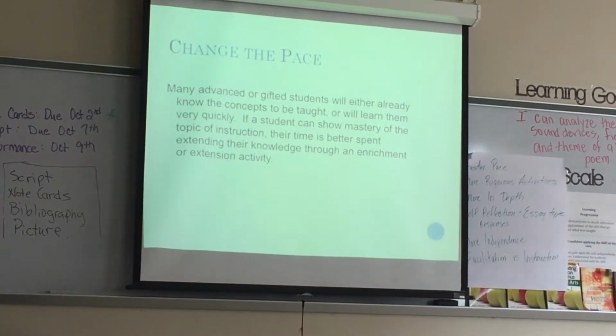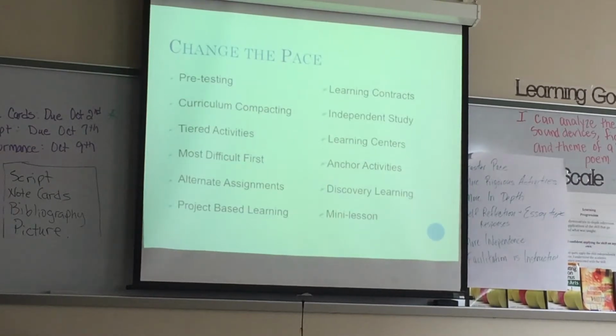Basically, many advanced or gifted students will either already know concepts to be taught or they learn them quickly. So, if a student can show the mastery of a topic of instruction, you need to enrich it with extension activities. Instead of, as you said for your basic classes, you have to chunk it more for them. So it's getting them to look deeper into it, and pace could be one of the things that you do for that. It has some different ideas of things that you can use for the pace of your classroom or how you present your units. These are just different choices of activities you could do to help with that.